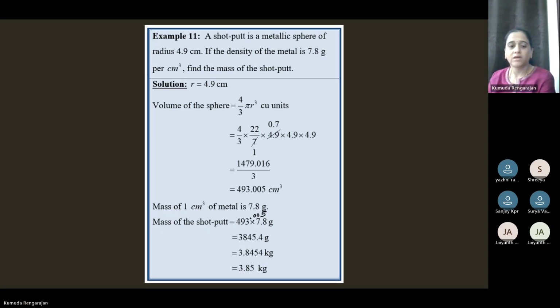1 centimeter cubed, 7.8 grams. For 493.005 centimeter cubed, it will be into 7.8. So you get so many grams. Convert that to kilograms. You get 3845.4 grams, so it will be 3.8454 kilograms. You can just round it off to 3.85 kilograms.